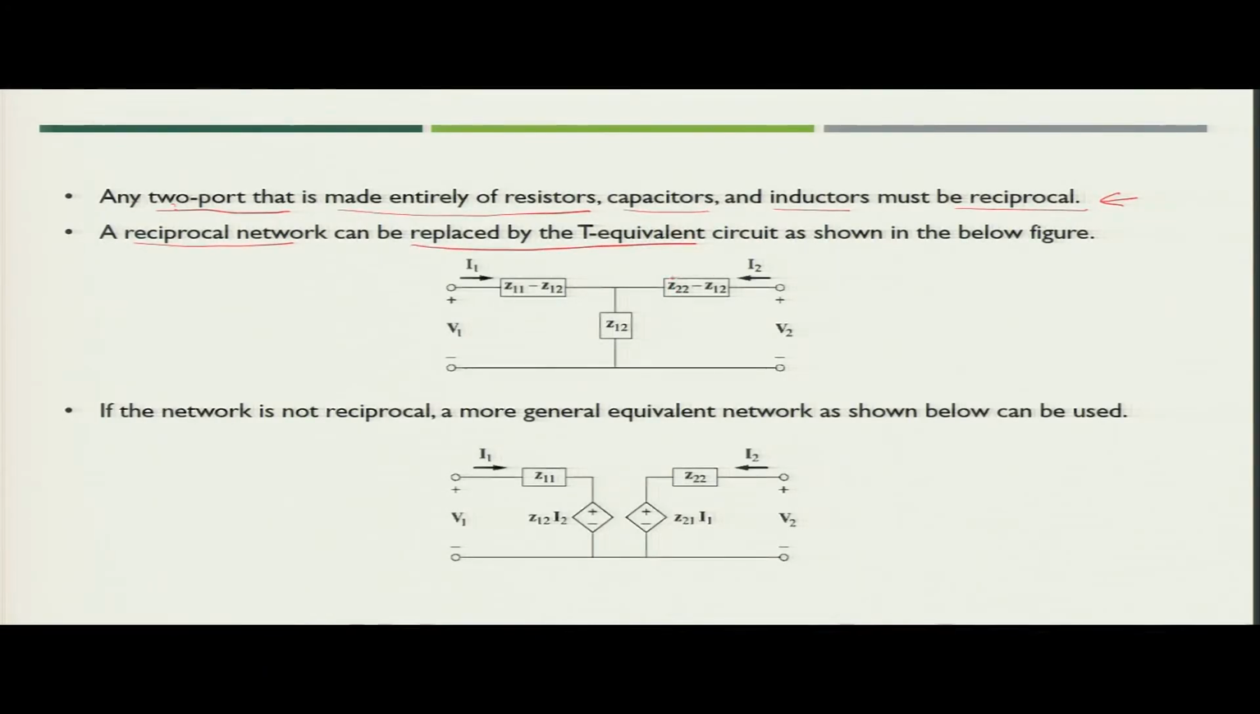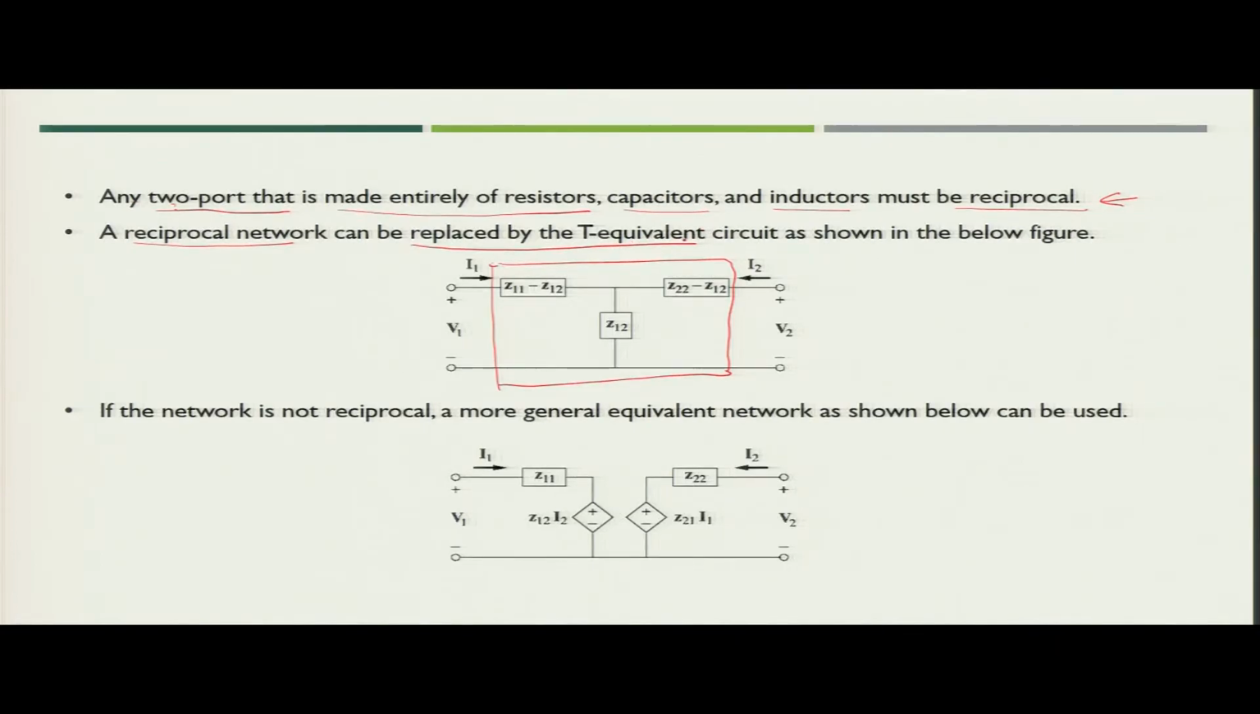If you see this particular T circuit, the unknown network which is inside the box can be equivalently represented by a T equivalent circuit, where V1 and I1 are the input voltage and input current, and V2 and I2 are the output voltage and output current at the other port.